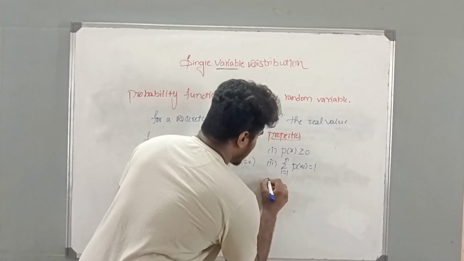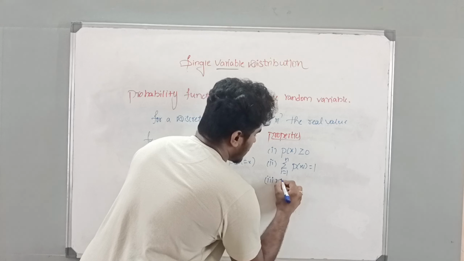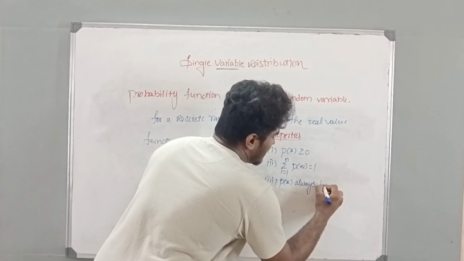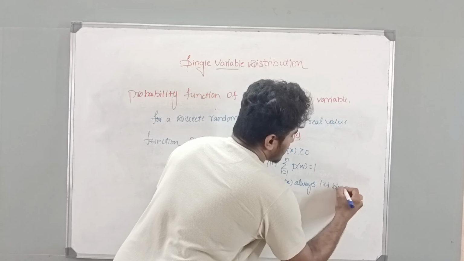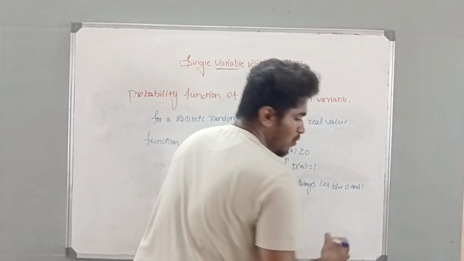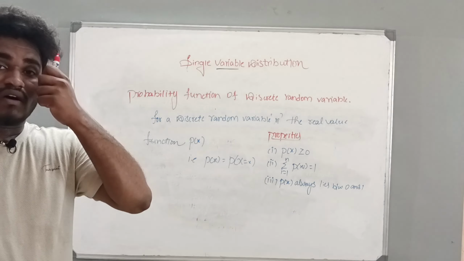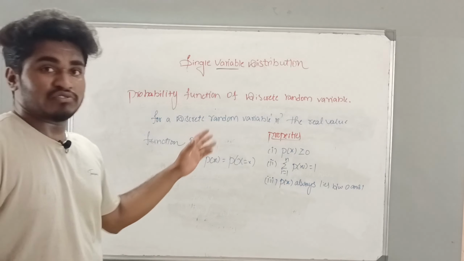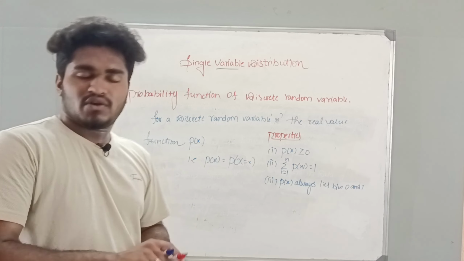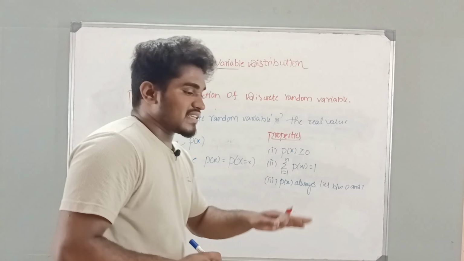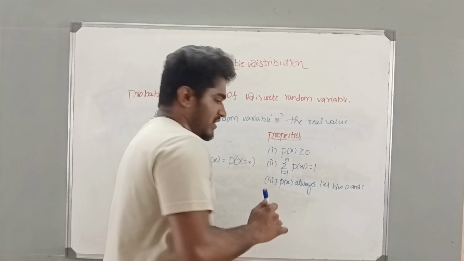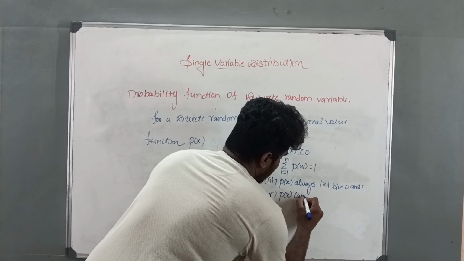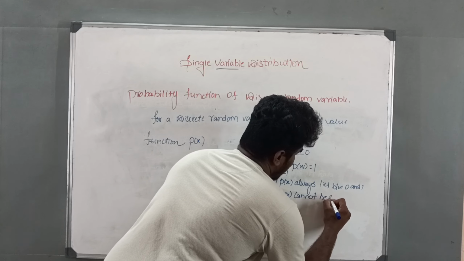So p of x always lies between 0 and 1. Then you might have a doubt whether we get any negative values in discrete random variables. In a sense, no, absolutely not. So p of x cannot be a negative value.